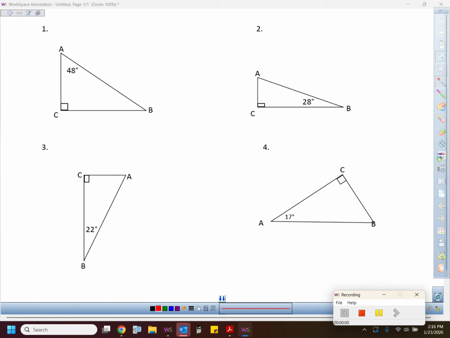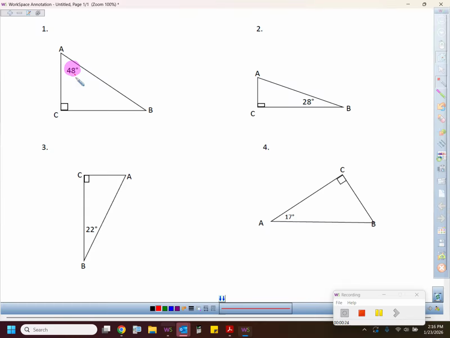All right, a real quick one here after our test in Chapter 7a. I just want to identify some certain sides in a right triangle based off of an angle that they gave us. So here on number 1, if you focus all of your attention on this 48 degrees, we care about 3 different things called opposite, adjacent, and hypotenuse.